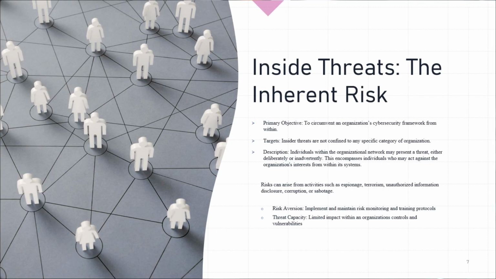The inherent risk: individuals within the organization's network may present a threat either deliberately or inadvertently. These incorporate individuals who may act against the organization's interests from within the system. These are mostly people inside the system, whether they're active or not, who just mess up or intentionally leak data or information outside the network.